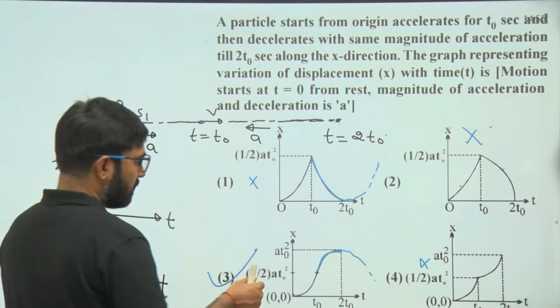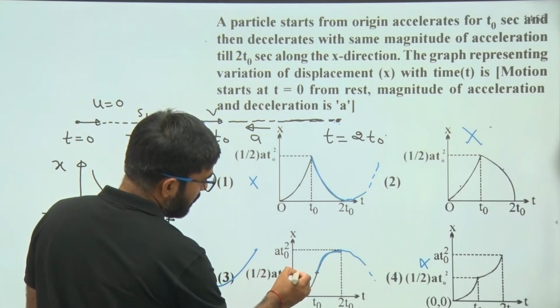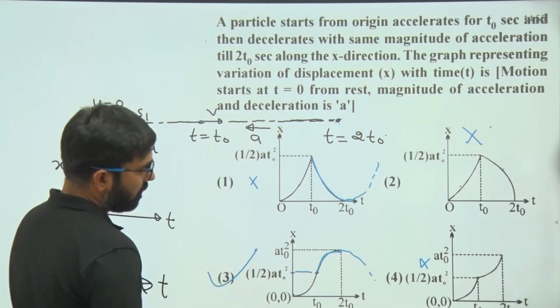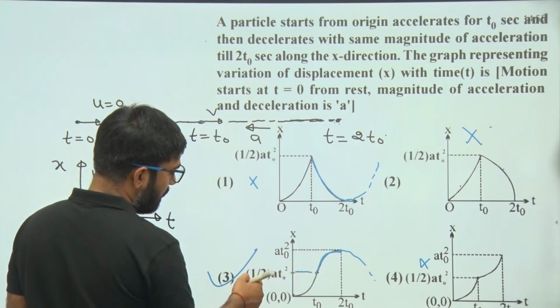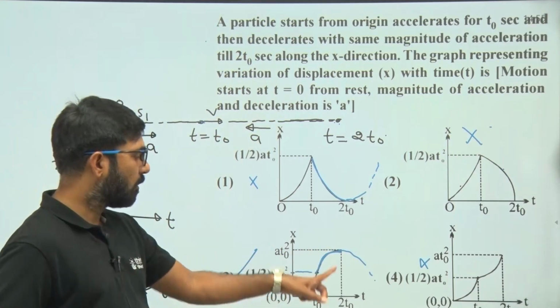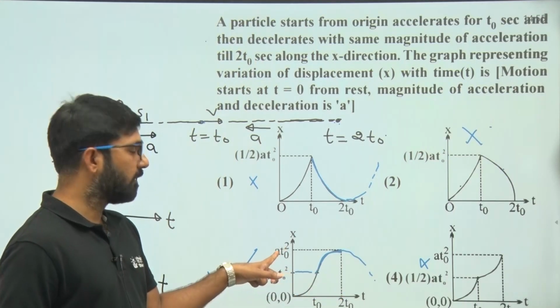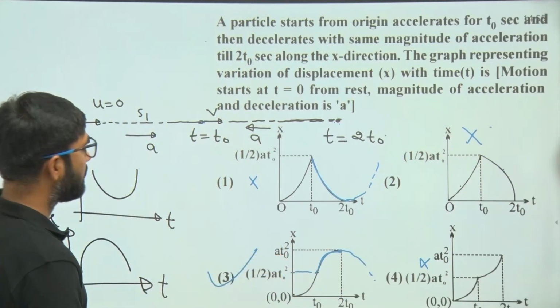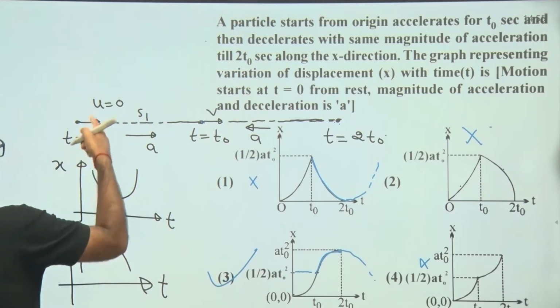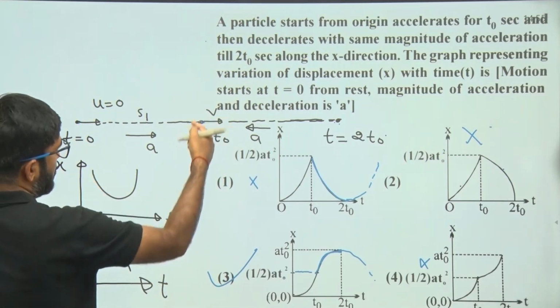Then to learn these things, for learning purpose, if we check this data at t equal to t naught, x coordinate is half a into t naught square. At t equal to 2t naught, x coordinate will be a into t naught square. How does this come? Let's check. At t equal to 0, speed is 0. At t equal to t naught, velocity is v.